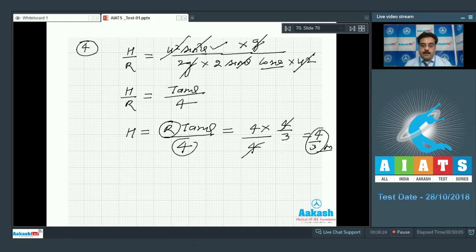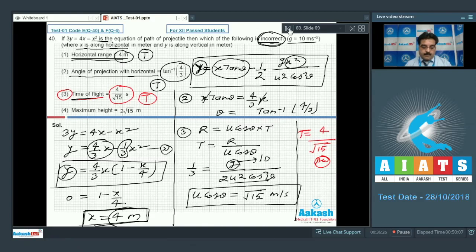Now I am going to take my option. If I read option number 4, maximum height is 2 root 15 meter. So this is not true. So this is the incorrect statement. So we can say my option number 4 will be the incorrect one, and according to the demand of the question, option number 4 will be the correct choice. So let's move on to question number 41.